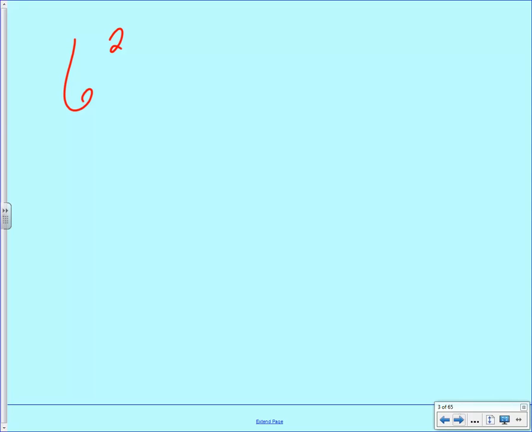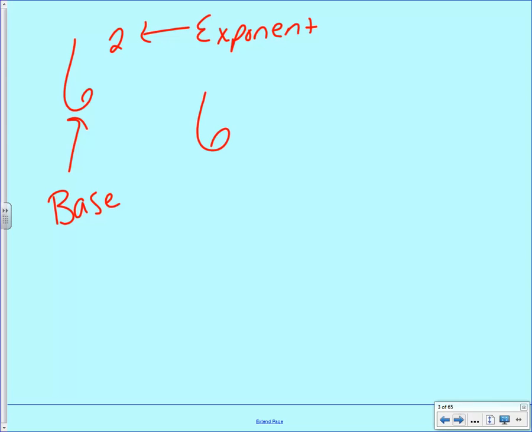So this problem is 6 squared. I want you to see that this guy right here is called our base, and this guy right here is called our exponent. So the base is the number that we're actually using, and the exponent tells us how many times we're going to have that base. So we're going to have a base 2 times. So this is how we solve that problem. I have 2 of them because the exponent says I have 2, and 6 is the base, and that's what I have. And so I multiply 6 times 6 and I find 36, and so this is my final answer for this problem.